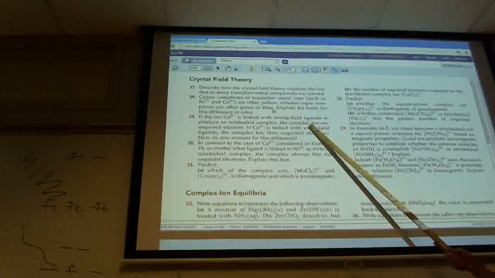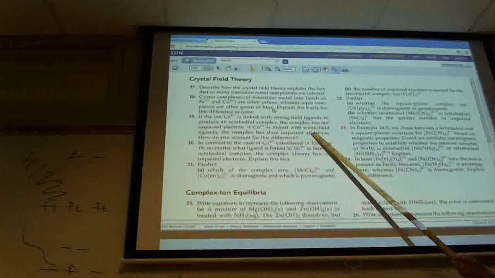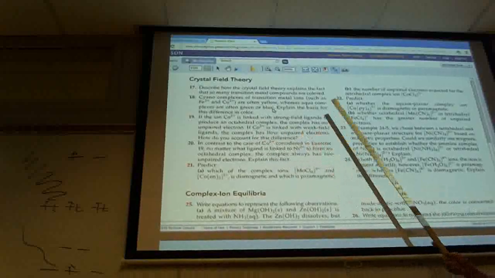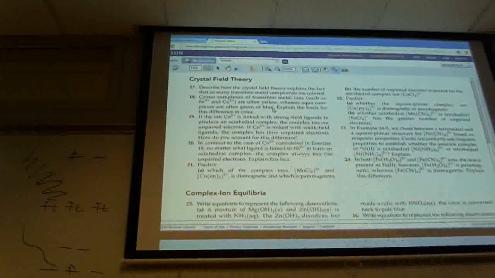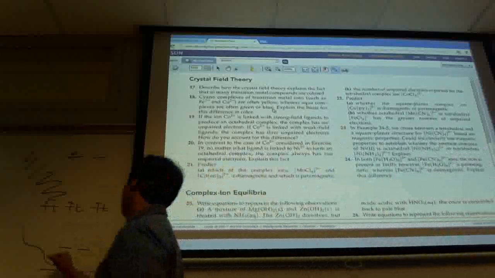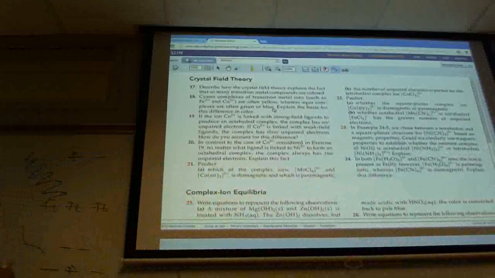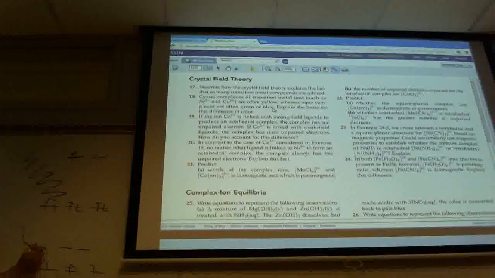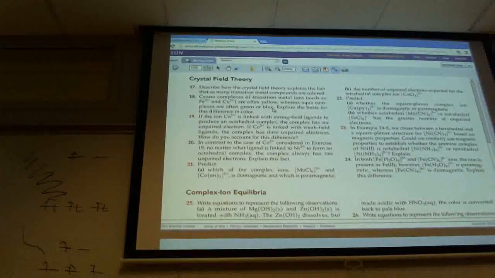The complex has one unpaired. If cobalt-2 plus is linked with weak field ligands, the complex has 3 unpaired electrons. How do you account for this difference? Well, if it has weak field, then we have 1, 2, 3, and the fourth one would have to go where? Up, because we say that the pairing energy is greater than the splitting energy.